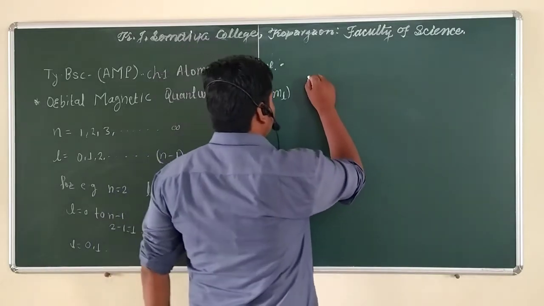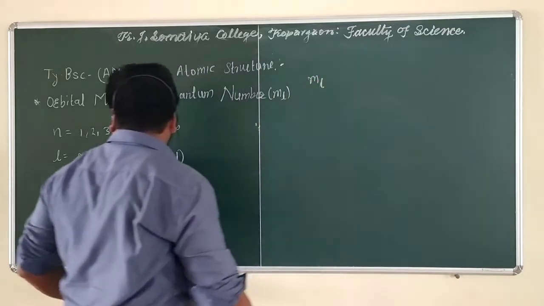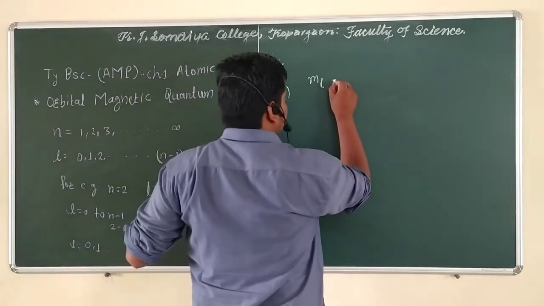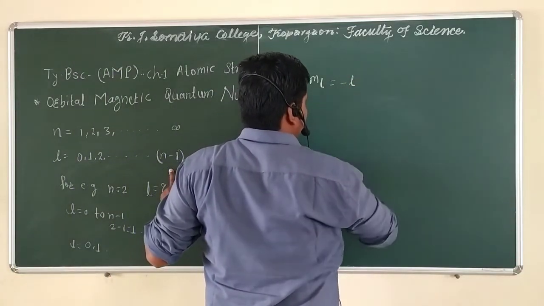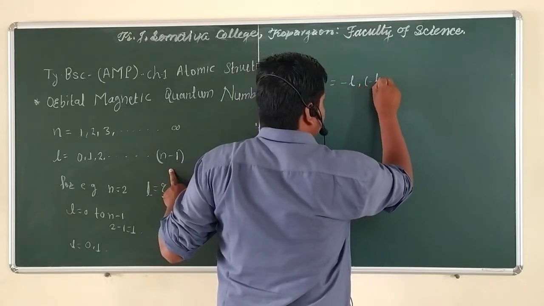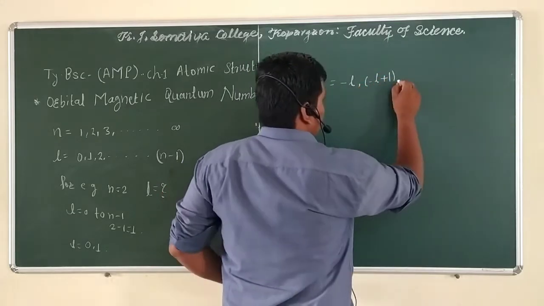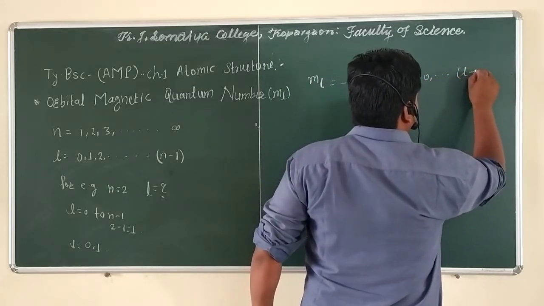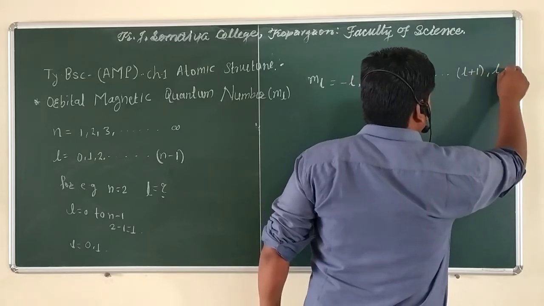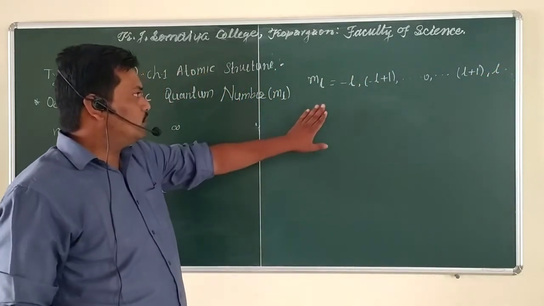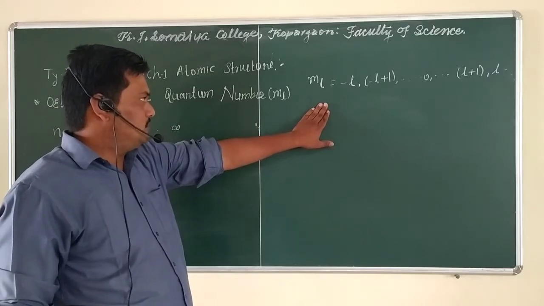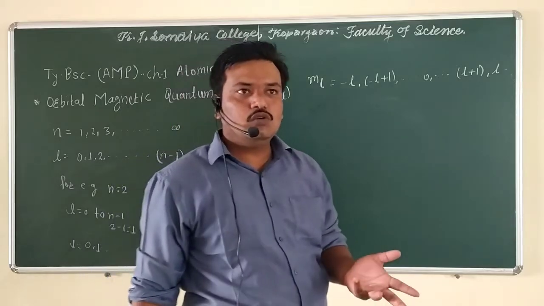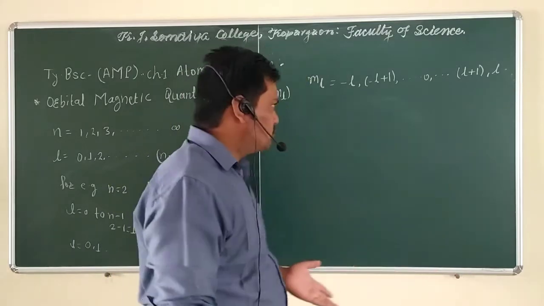So the L value is given from 0 to n minus 1, and the ml value depends on L: minus L, minus L plus 1, up to 0, up to L minus 1, or L. So the orbital magnetic quantum number value is obtained in this manner, and it also depends upon the orientation numbers.